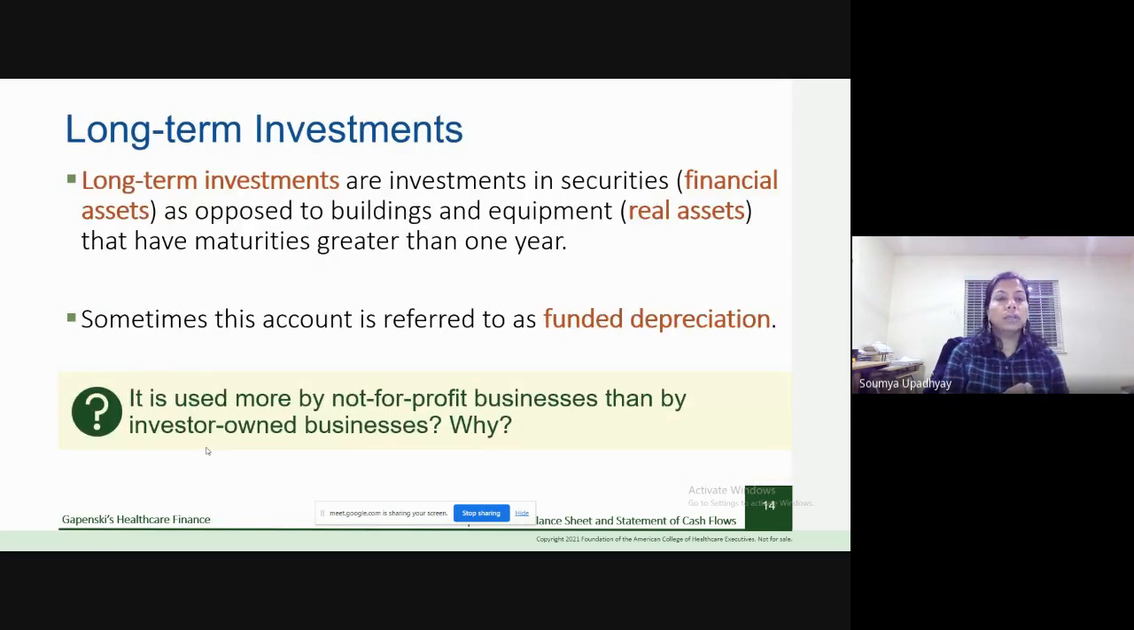So going back to long-term investments. This account is also referred to as funded depreciation, and these investments have maturities greater than 1 year. If it is a current asset, it is less than 1 year. If it is a long-term investment, it has a maturity greater than 1 year. They are reported on the balance sheet at fair market value. And these long-term investments can be used to purchase new land, new buildings, and new equipment. Long-term investments are used more by not-for-profit businesses than by investor-owned businesses. Why is that?